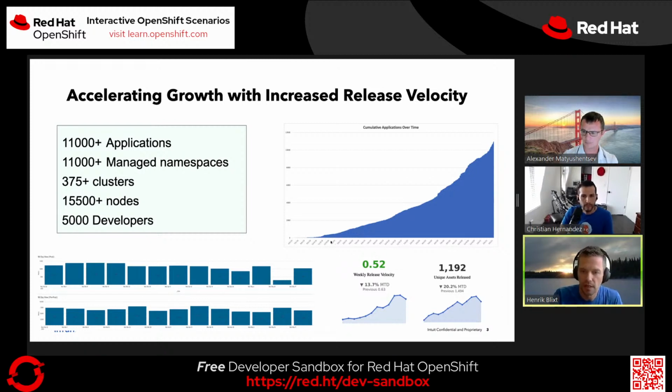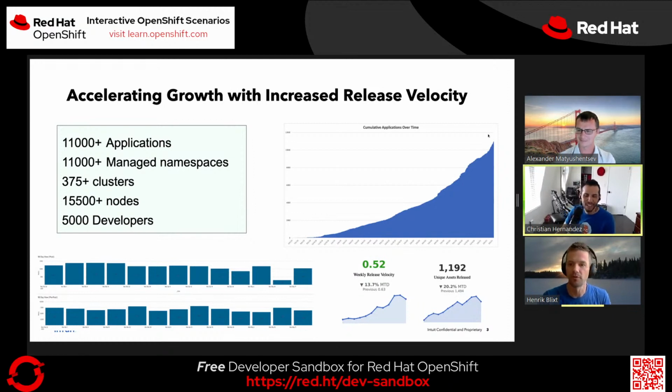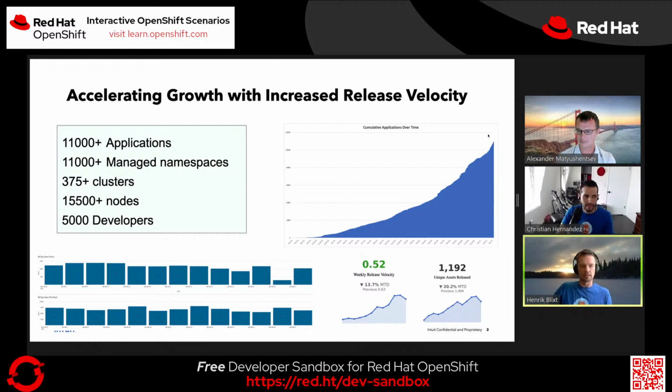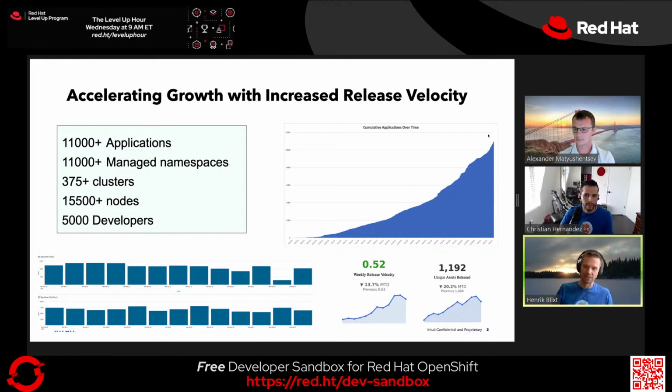And you see here, cumulative applications in 3 years have basically gone from 0 up to 11,000. It's accelerating more and more. Rapidly, yeah, both. Both because we're onboarding more developers, but the developers we have are also releasing faster because we're increasing our release velocity. So we have more developers, and we're increasing their velocity. It's like a double whammy, which means that everything is growing just faster and faster.